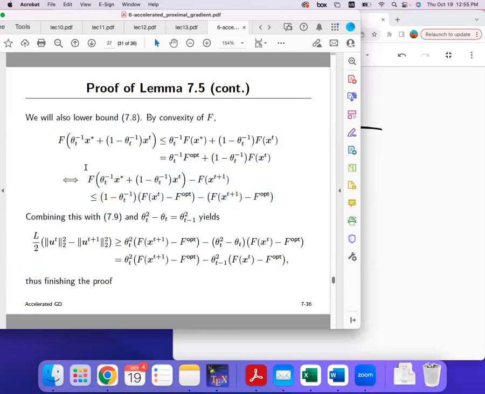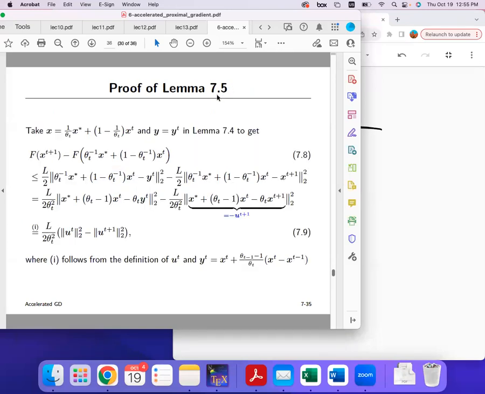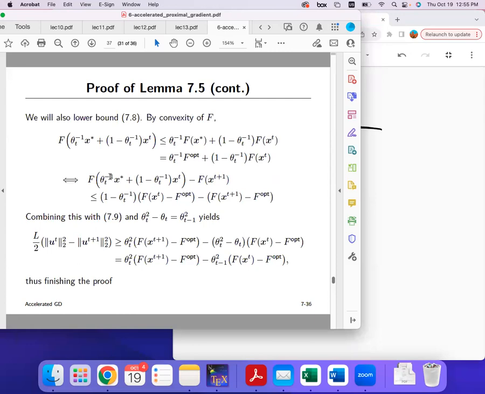Now, let's see. The left-hand side is what we have in this inequality, right? Here is f(x_{t+1}) minus this one. Here is the other way, so it's the negative of that term. So we can combine this inequality with the previous inequality.